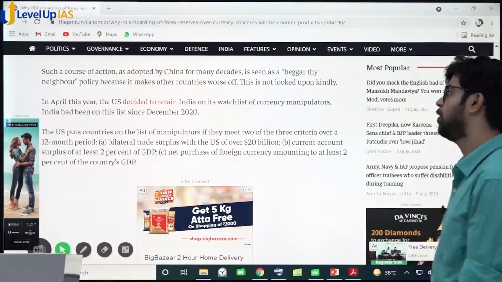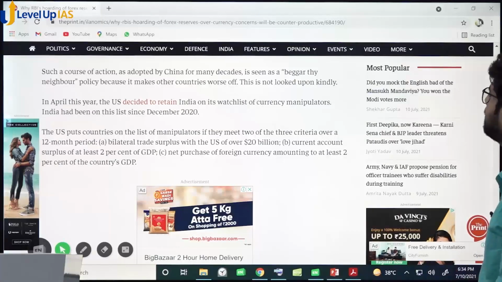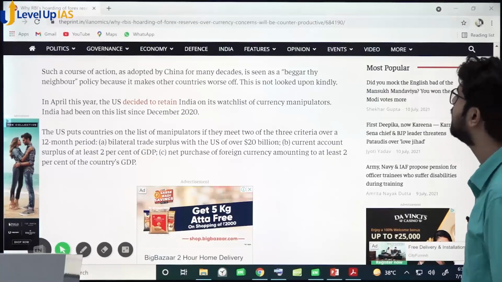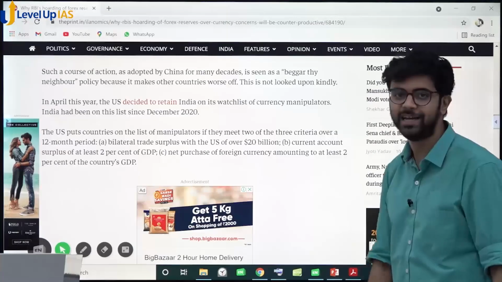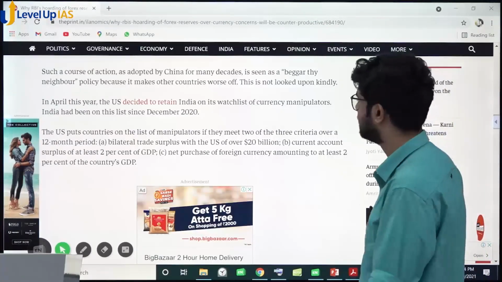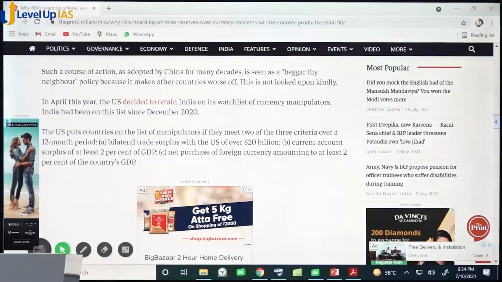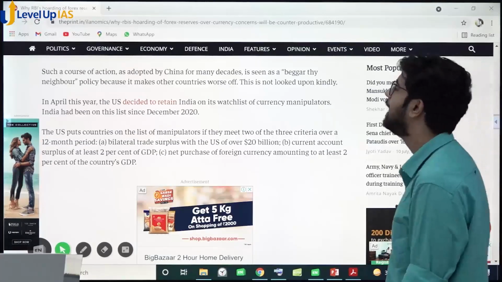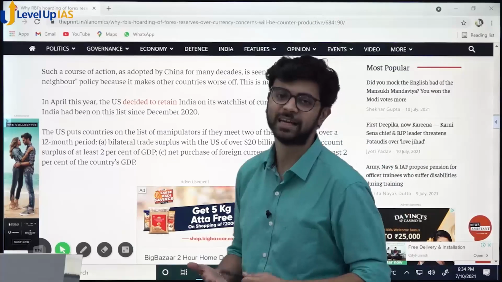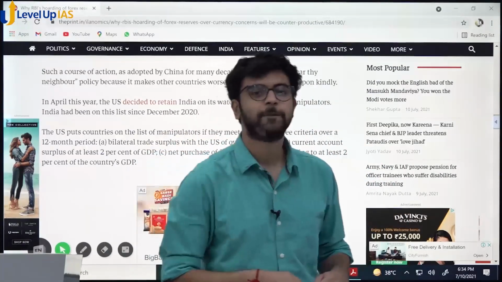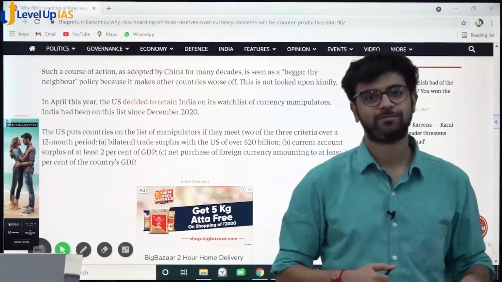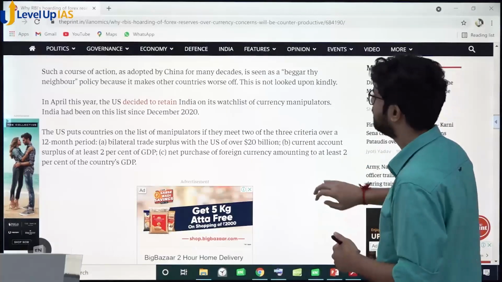Such a course of action adopted by China for many decades is seen as a beggar thy neighbor policy because it makes the other countries worse off. This is not looked upon kindly. This is frowned upon by other countries. In April this year, the US decided to retain India on its watch list of currency manipulators. India has been on this list since December 2020. So the USA is watching India, saying you are a currency manipulator, you are doing a bad thing.